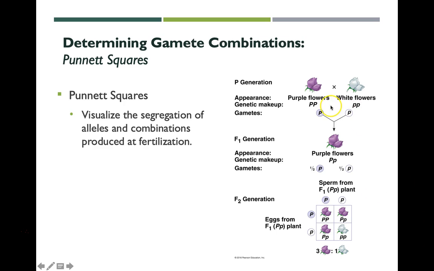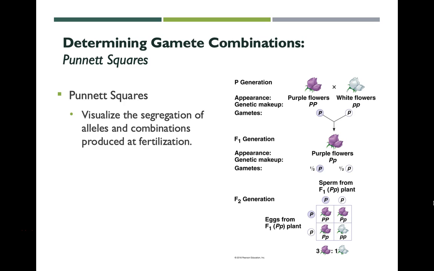But anyway, so because each individual gets one of each of the parents' alleles, our purple flowers are going to have one copy of the dominant and one copy of the recessive. This is called heterozygous. We'll come back to that in just a minute. When that F1 population produces gametes, they are going to produce gametes that either have the dominant purple allele or the recessive white allele.